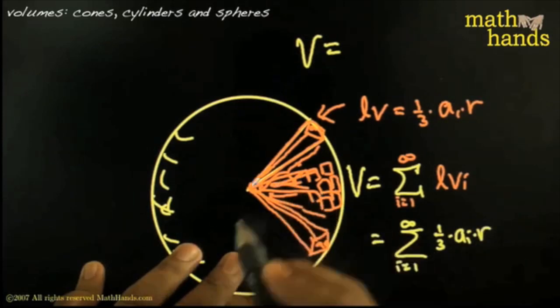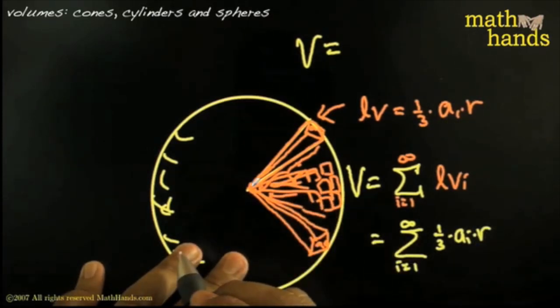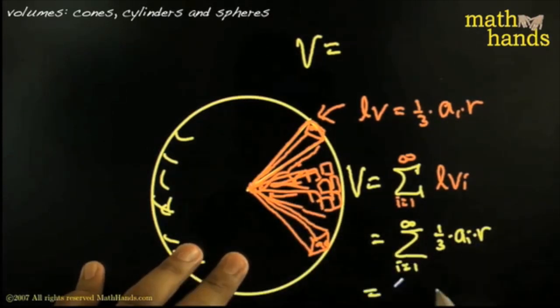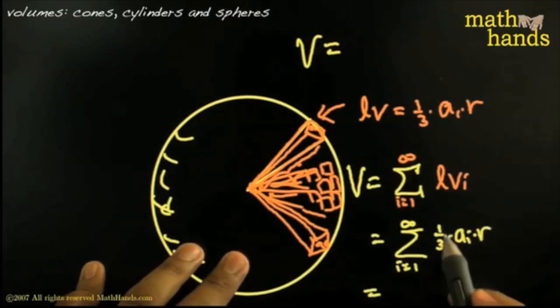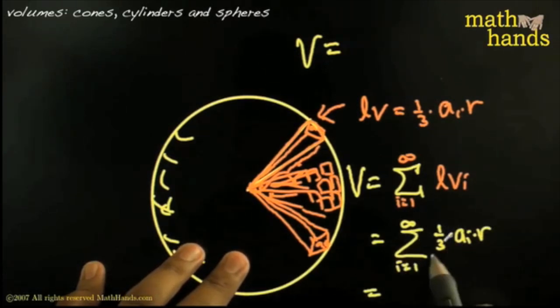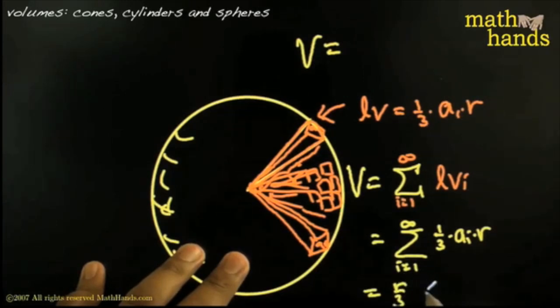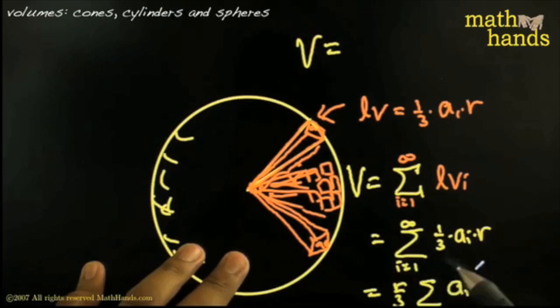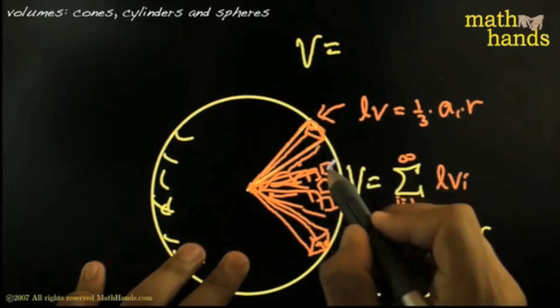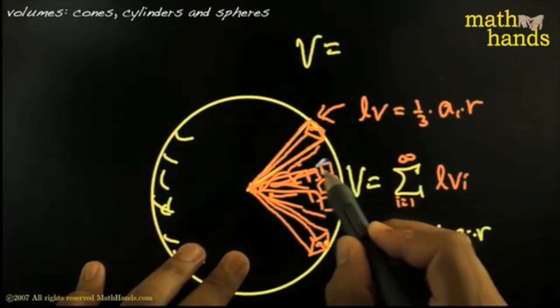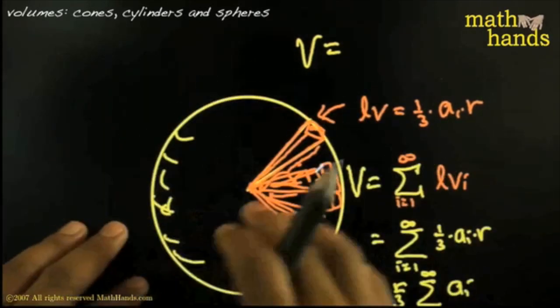The r is the same for all of them. So really, you could, in theory, pull out the r and pull out the 1/3, because you could pull out constants on some of these sums, assuming it's nicely behaved. So this could be r over 3 times the sum of all the a_i's. And then you say, well, wait a minute, as i goes from 1 to infinity, what is the sum of all the little areas? a1, a2, a3, a4, a5. You've got infinitely many of these. That would cover the entire sphere.